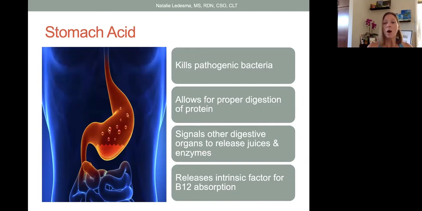It helps to also signal to produce your digestive enzymes like lipase to digest fats and protease for proteins and amylase for carbohydrates. And it also releases intrinsic factor to allow for proper B12 absorption. If we don't have intrinsic factor, no matter what you do, you will not absorb oral vitamin B12. So we want to make sure we have intrinsic factor in the stomach to then be able to get that vitamin B12 absorbed further down in the small intestine.